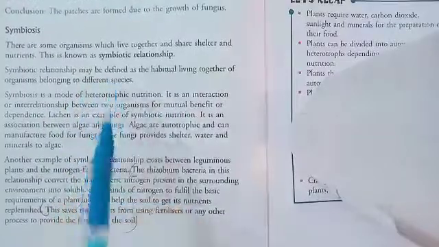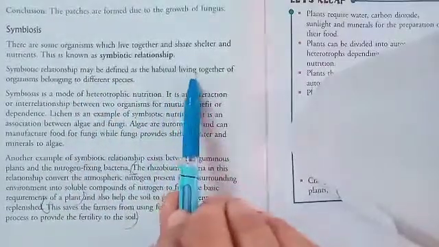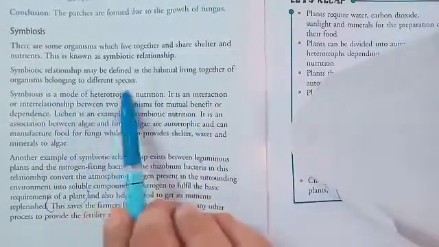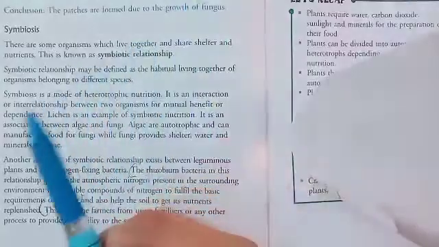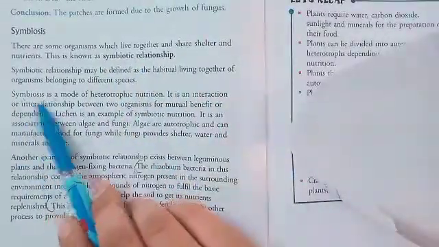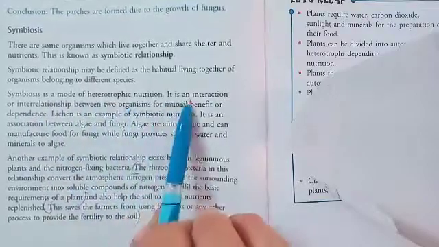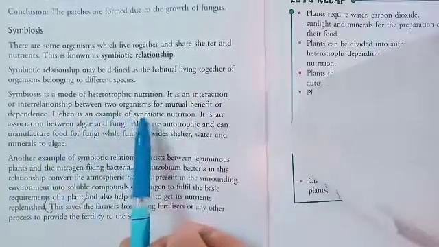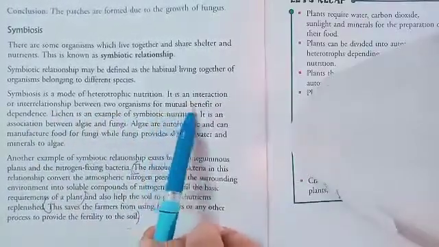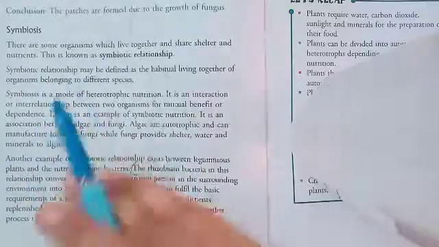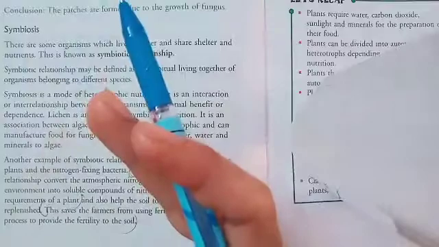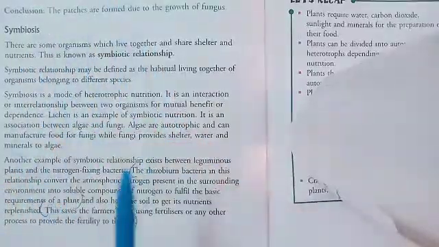A symbiotic relationship may be defined as the habitual living together of organisms belonging to different species. Different species organisms are living together. Symbiosis is a mode of heterotrophic nutrition. It is an interaction or interrelationship between two organisms for their mutual benefit or dependence. For their own benefit, two different species of organisms are living together.